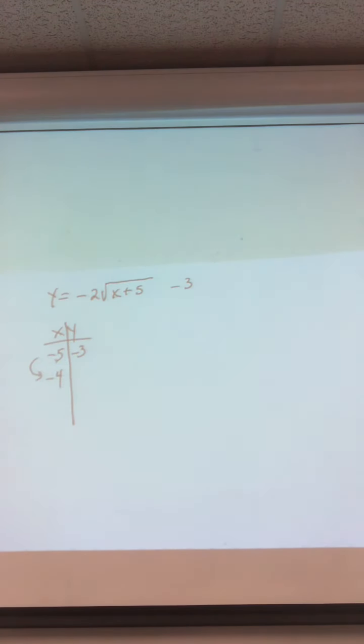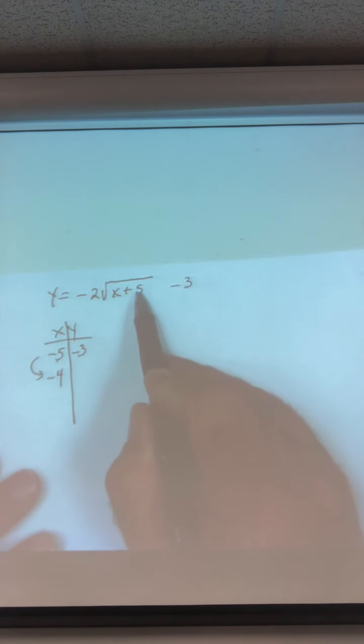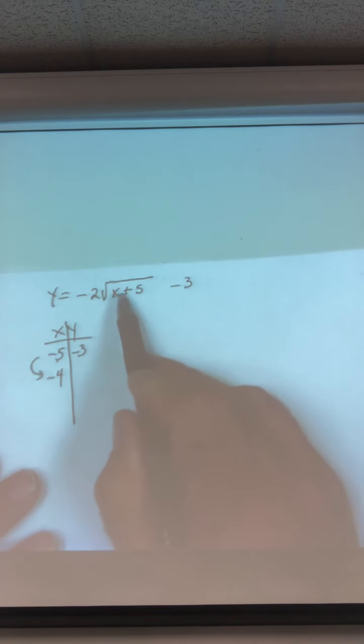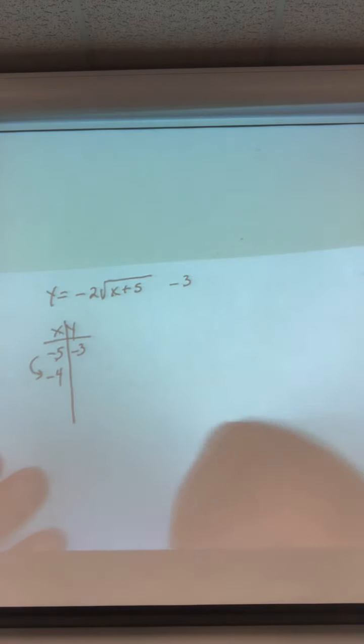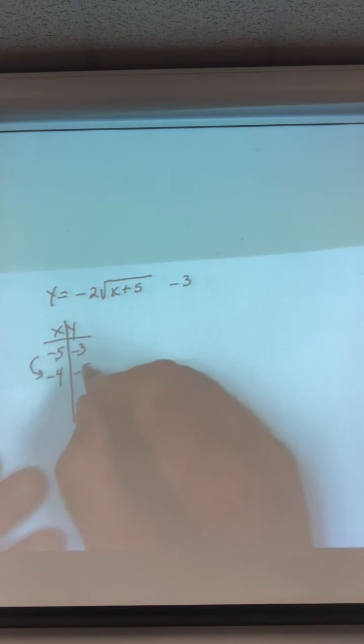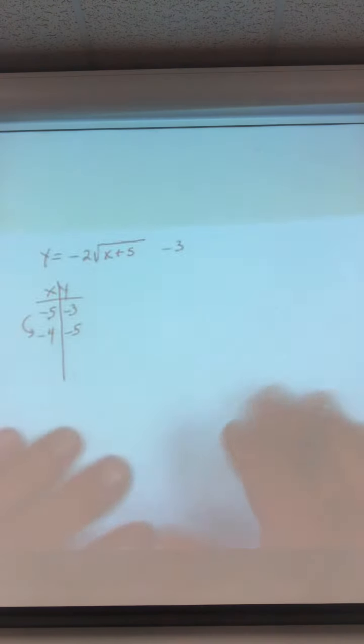Now plug in -4. -4 plus 5 is a positive 1. The square root of 1 is 1. And 1 times -2 is -2. And -2 minus 3 is -5. All right, so let's draw this graph.